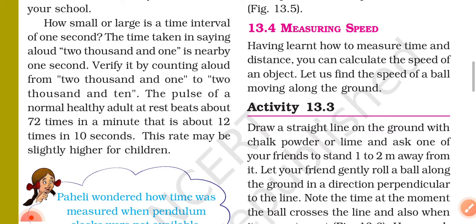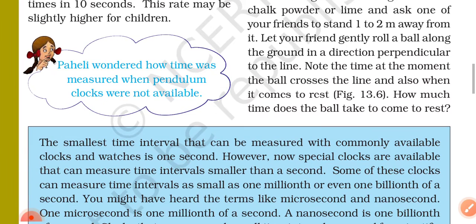The pulse of a normally healthy adult at rest beats about 72 times in a minute, that is about 12 times in 10 seconds. This rate may be slightly higher for children. Paheli wonders how time was measured when pendulum clocks were not available.